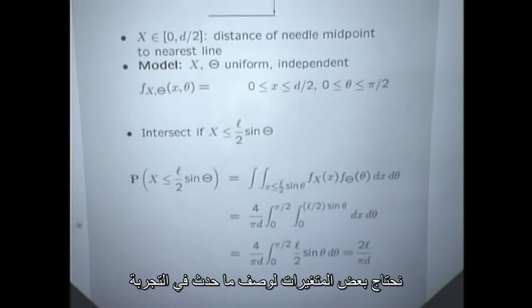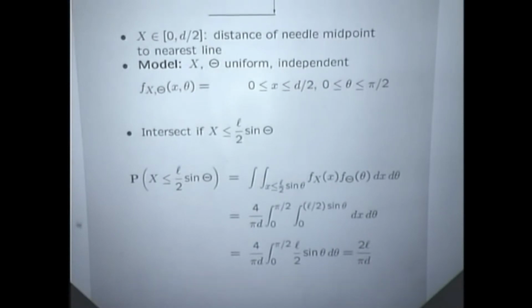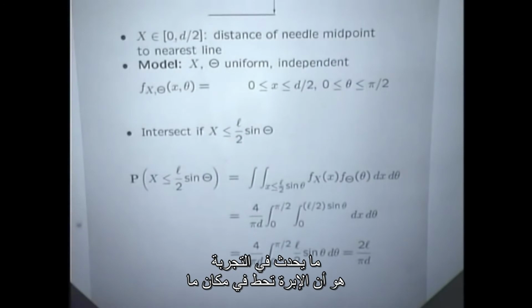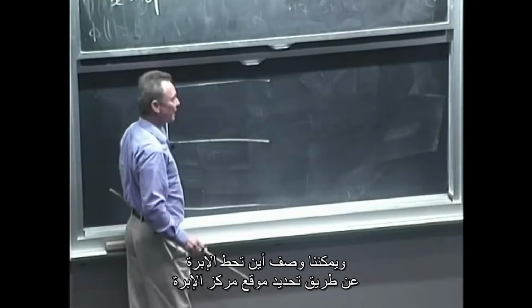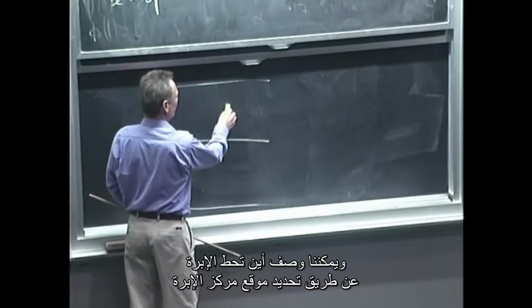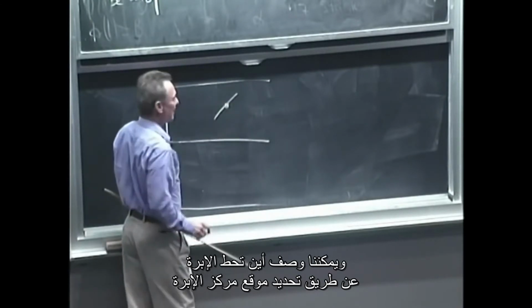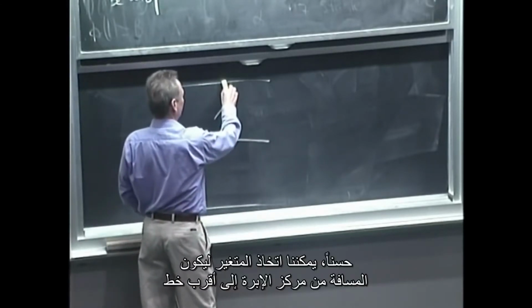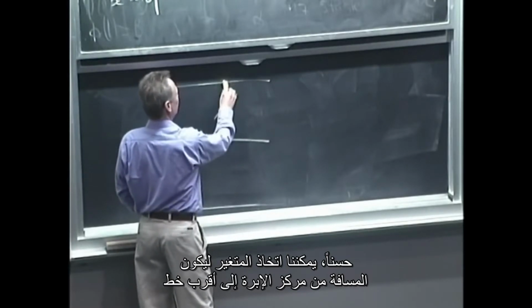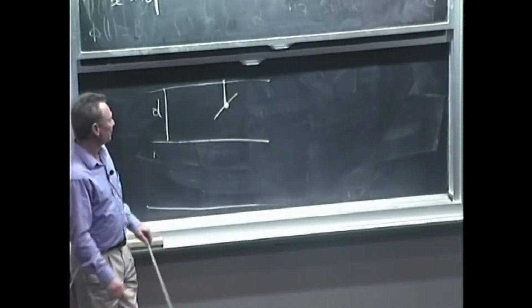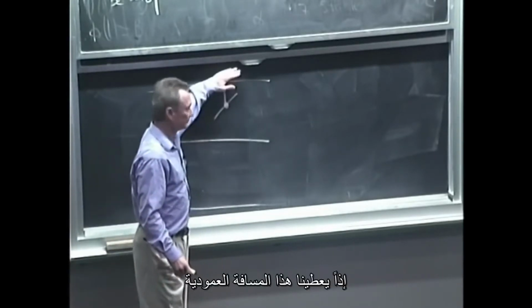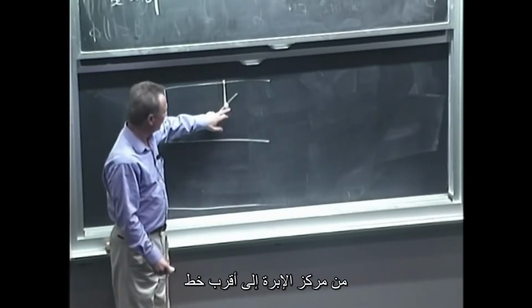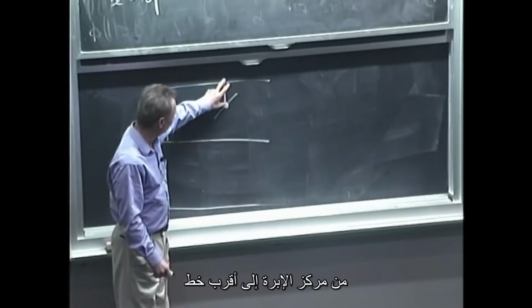We need some variables to describe what happened in the experiment. So what happens in the experiment is that the needle lands somewhere, and where it lands, we can describe this by specifying the location of the center of the needle. And what do we mean by the location of the center? Well, we can take as our variable x to be the distance from the center of the needle to the nearest line. So it tells us the vertical distance of the center of the needle from the nearest line.